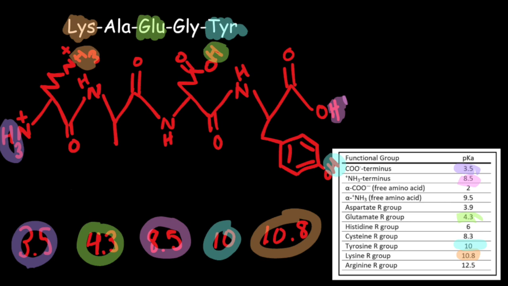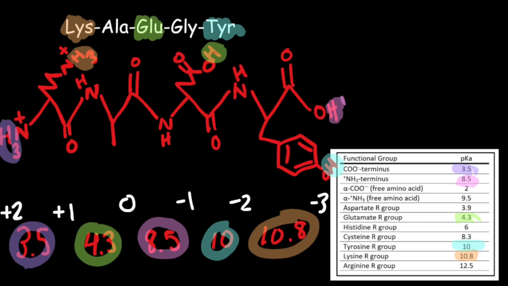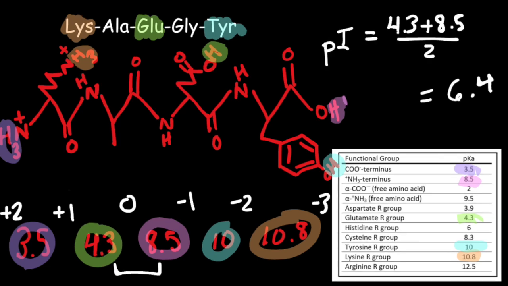Then write out your pKa's from least to greatest, and then write above those pKa's what the charge will be when it's less than that pKa and when it's greater than that pKa. I'm going to show you what I mean. From here, it's a little bit more intuitive to figure out how we're going to calculate the PI. We find those pKa's that are surrounding when our net charge is 0. We take the average of them, and then we have our PI. We did it!